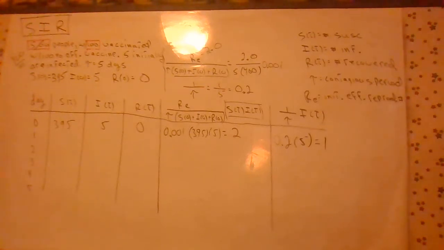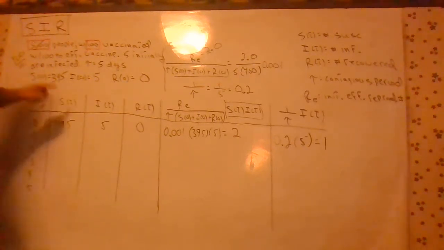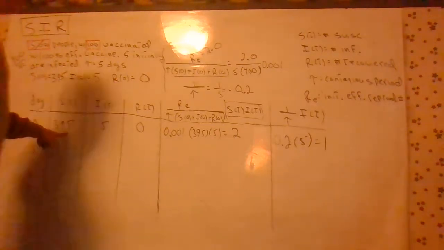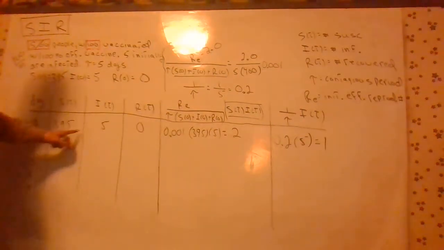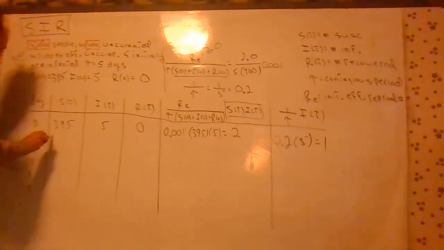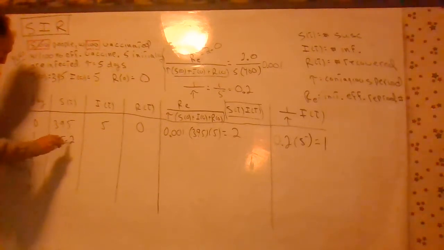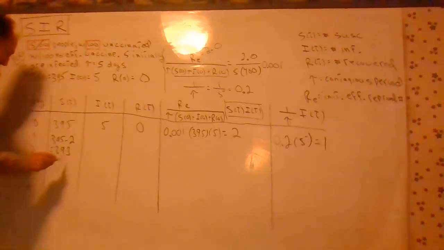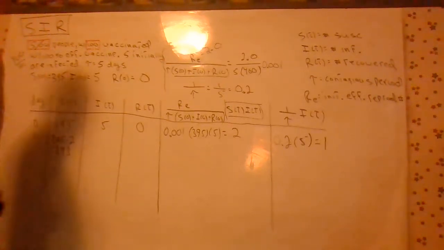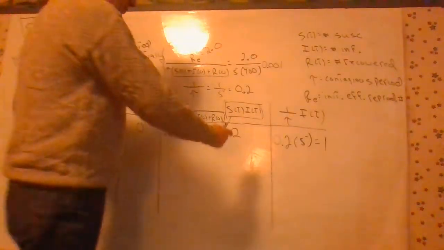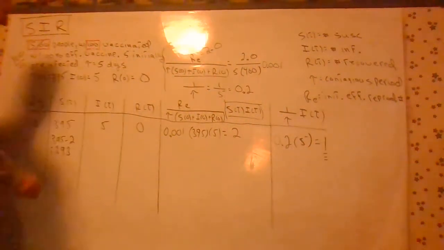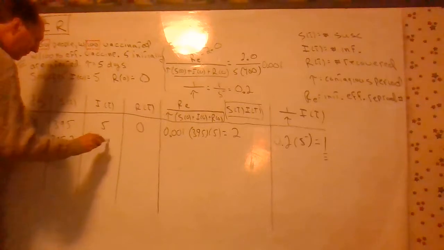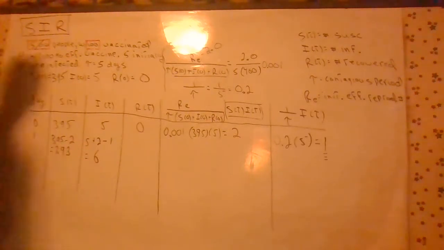So now we have to do some recalculations. How many are susceptible? Well, we started with 395, but we have 2 new infections. So 2 people move from here to here. So we do 395 minus 2 is 393. I'll move these numbers down a little bit. How many infected? Well, we have 2 new infections, but this person left the building. And so this is going to be 5 plus 2 minus 1, which is equal to 6.